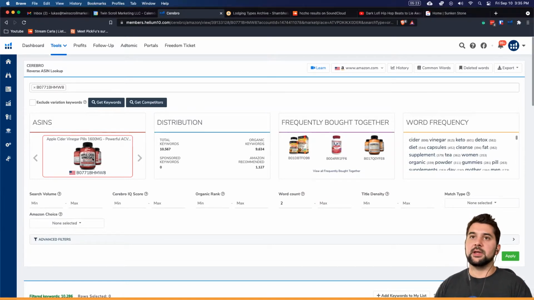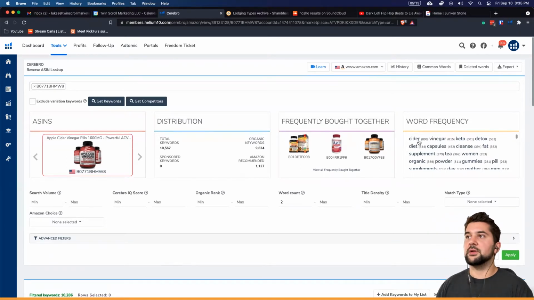So cider, we're looking at apple cider vinegar. So cider, of the 10,000 keywords, it appears in almost 10% of them. I thought it would be higher, but it pulls a lot of different detox type stuff. So cider, most common, next is vinegar, naturally. Keto, detox, diet, capsule, cleanse, fat, supplement, all these things make sense.